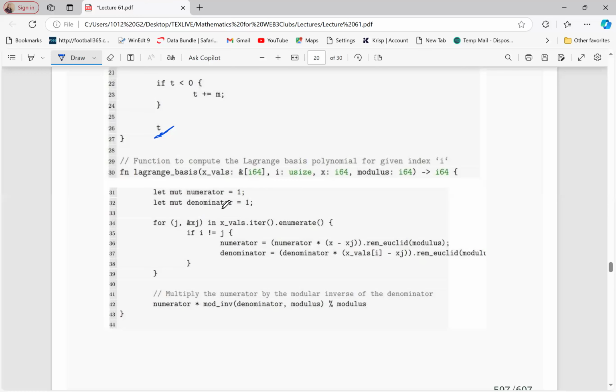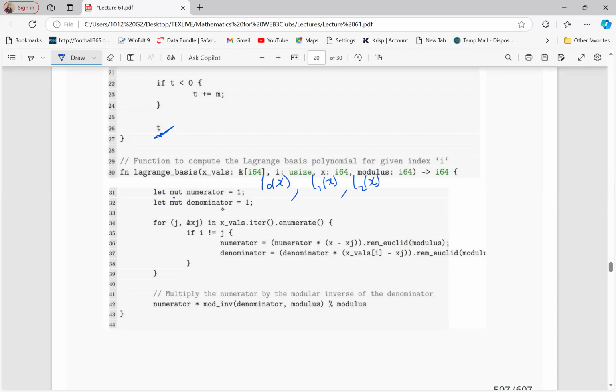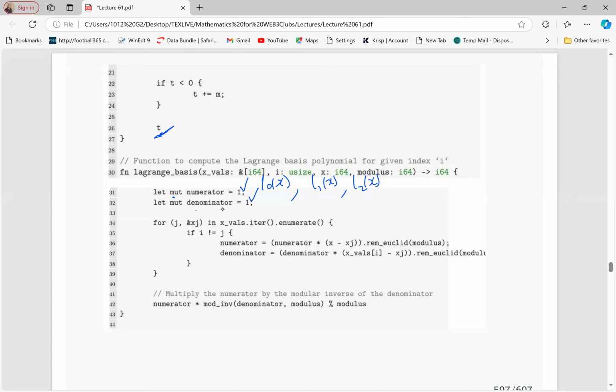Of course, then we have another function for Lagrange basis. Now, this one is where we are calculating our basis. That means we're calculating L0 of x, L1 of x, L2 of x, and so on. So again, it's mutable. You begin by initializing the numerator to 1 and the denominator to 1. Initialize that. They'll be changing. So then the formula comes in.